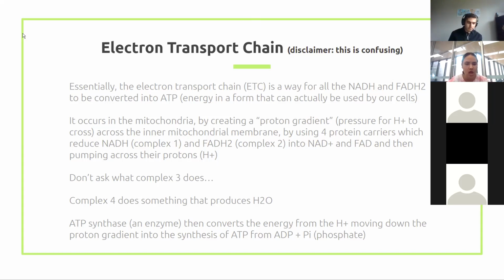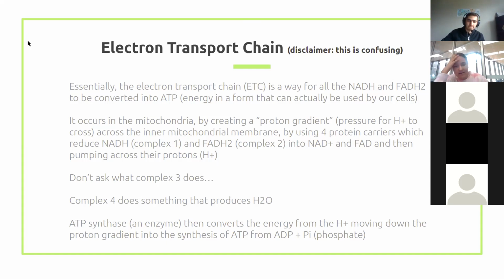Thanks, Libby. And then complex 4, essentially, I don't really understand what it does. So again, Libby, if you want to jump in, but it produces H2O. That's the important thing. Yeah, pretty much all it does is it uses those H+ ions that we have spare, and uses oxygen. They make water, and that's why it's called respiration, because respiration is making water.